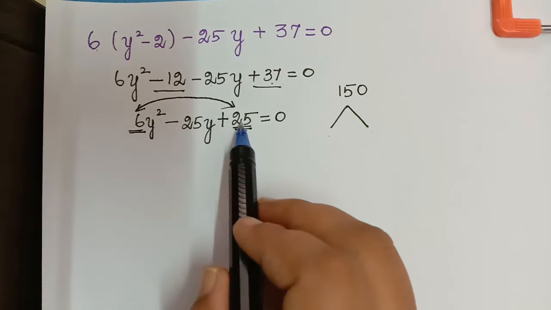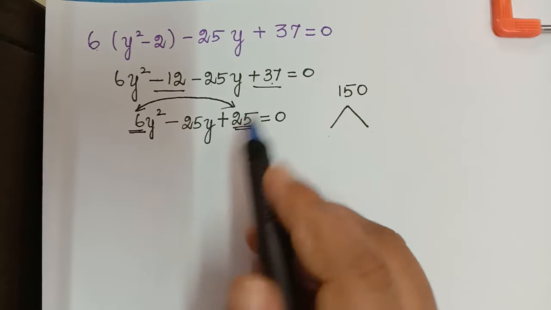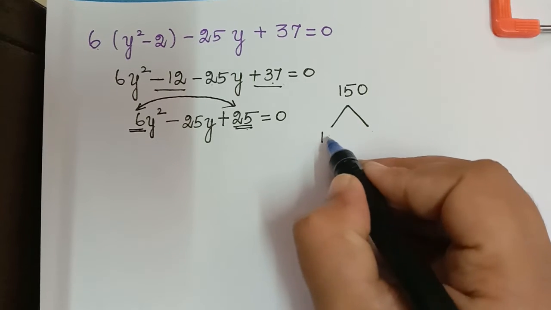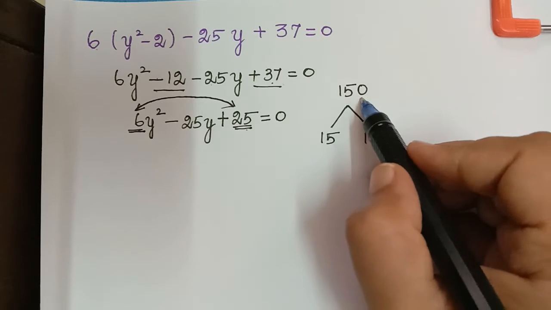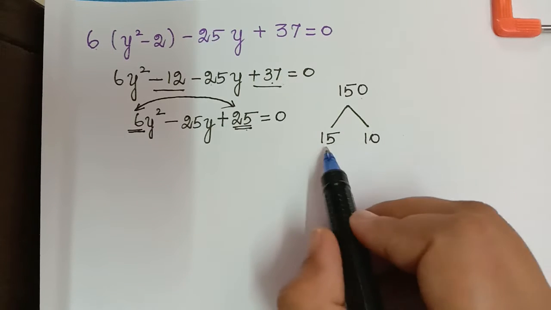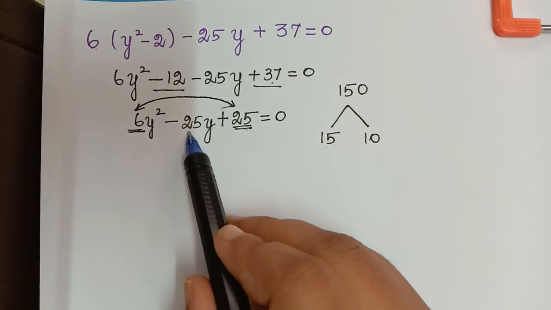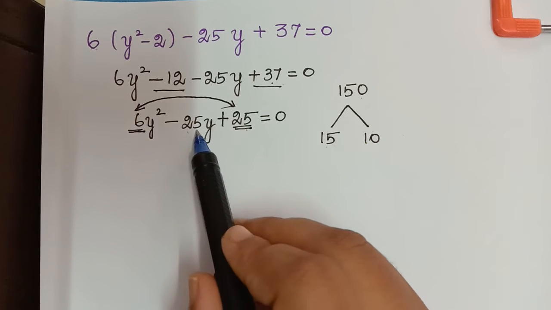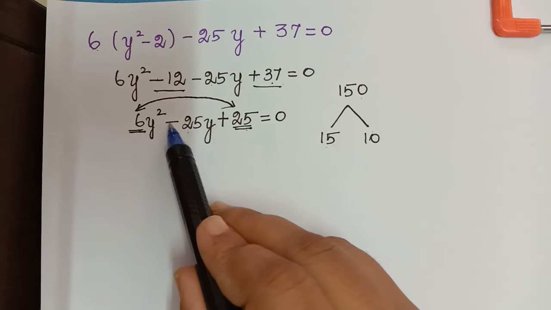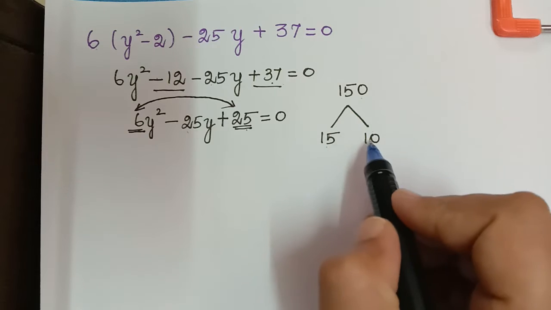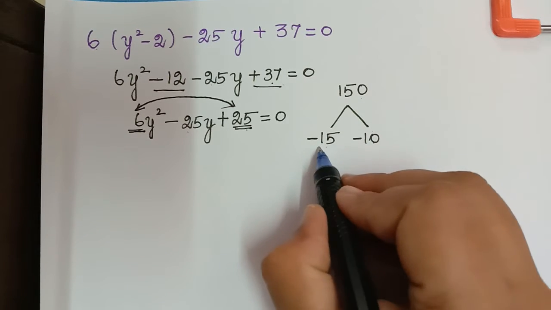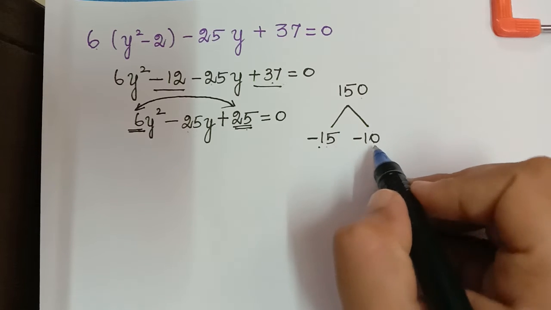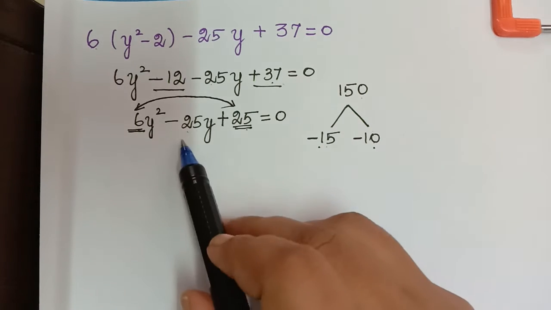So the apt numbers for this are, when we multiply 15 with 10, we get 150. And if you see here, when we add these two numbers, we get 25. And very importantly, we want negative 25 here. So both the numbers should be negative. Then only we will be able to get it, because negative 15 plus negative 10 will be equal to negative 25.